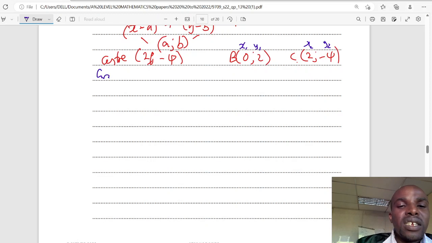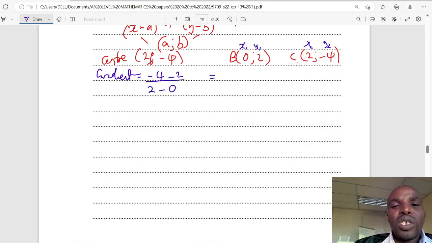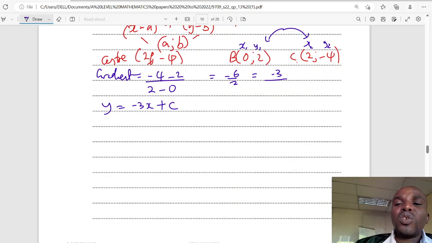So gradient is equal to y2 minus y1, which is minus 4 minus 2, over x2 minus x1, which is 2 minus 0. So this one, it will be minus 6 over 2, which is minus 3. So that's the gradient. Then the equation, you say y is equal to minus 3x plus c. Then use any of these 2 points to substitute to find your c. I will prefer to use point B, x 0 and y 2. Where there's y, you put 2. Where there's x, you put 0. Then plus c. So your c, you get it as 2.